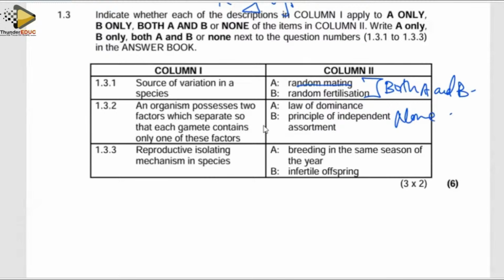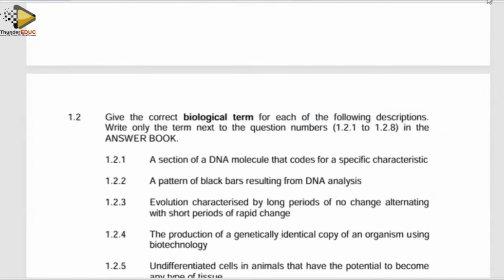Reproductive isolation mechanism in species. Breeding at the same season? No. They can't be separated if they are breeding at the same season. Infertile offspring. Meaning that you produce, like, a horse and a donkey, then you produce a male which is infertile. So this looks to be B only. And you get your 2 marks, 2 marks, and 2 marks. Then we go to the next question and we see what it is talking about.